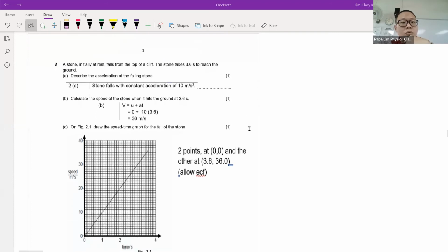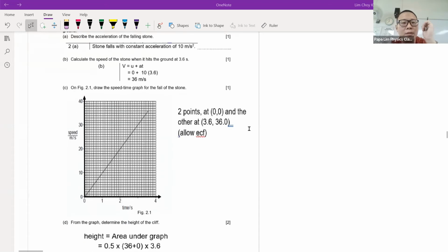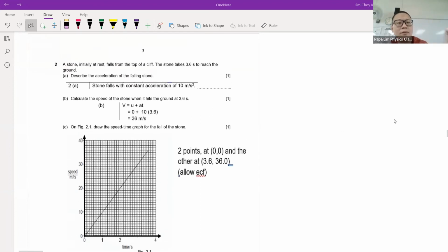Now for question 2, it is a classic velocity time graph question. When I initially drop the stone, it falls from rest. Remember, falling from rest, the clue behind this is that the initial speed is actually 0 meter per second.